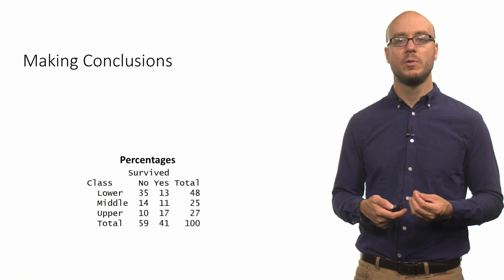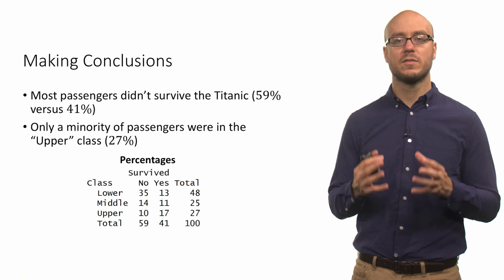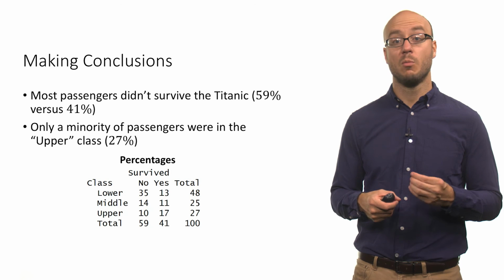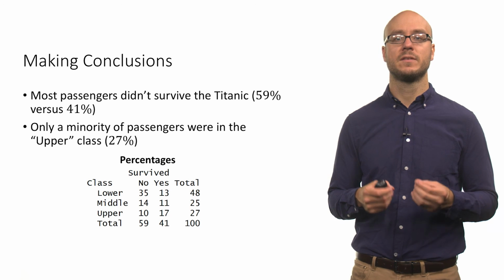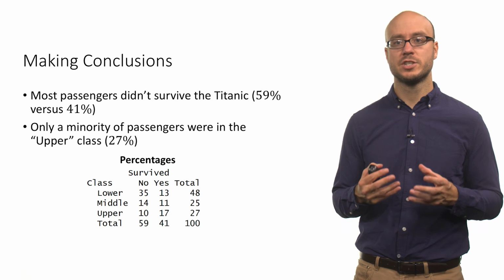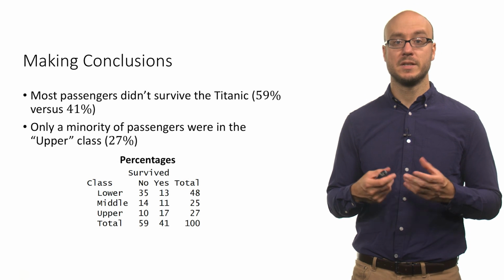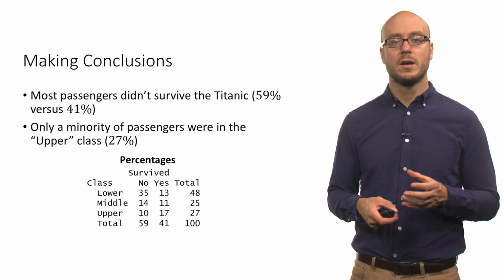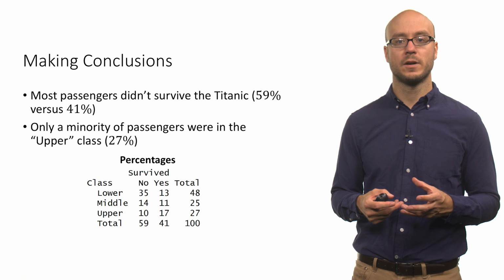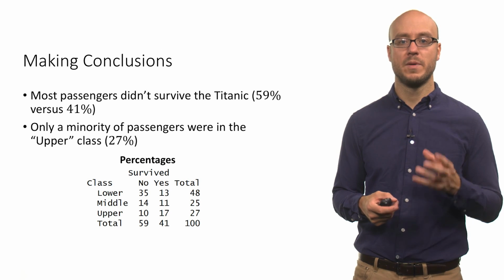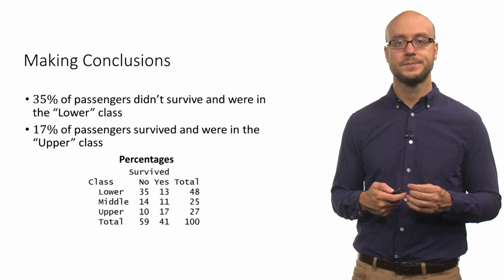Now, when you're creating these tables, it's useful to come to conclusions. What we found from this contingency table of percentages is that most passengers overall didn't survive the Titanic. 59% of people didn't survive, 41% of people did. So you can see that John Jacob Astor was actually among the majority of passengers on the Titanic because he did not survive. In a similar way, only a minority of passengers were in the upper class. Most people were in fact a member of the lower class or the middle class. A relatively small percentage were in the upper class.